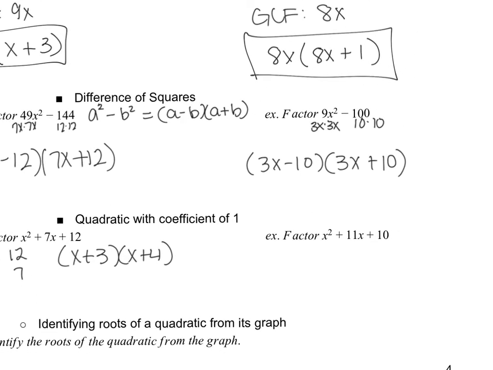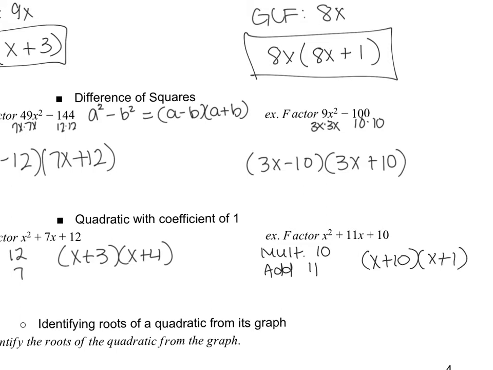Next we have x squared plus 11x plus 10. So we're looking for numbers that multiply to 10, but add to 11. So if I start with the first multiple of 10, 1 times 10, those add to 11. So we're going to have x plus 10, x plus 1.